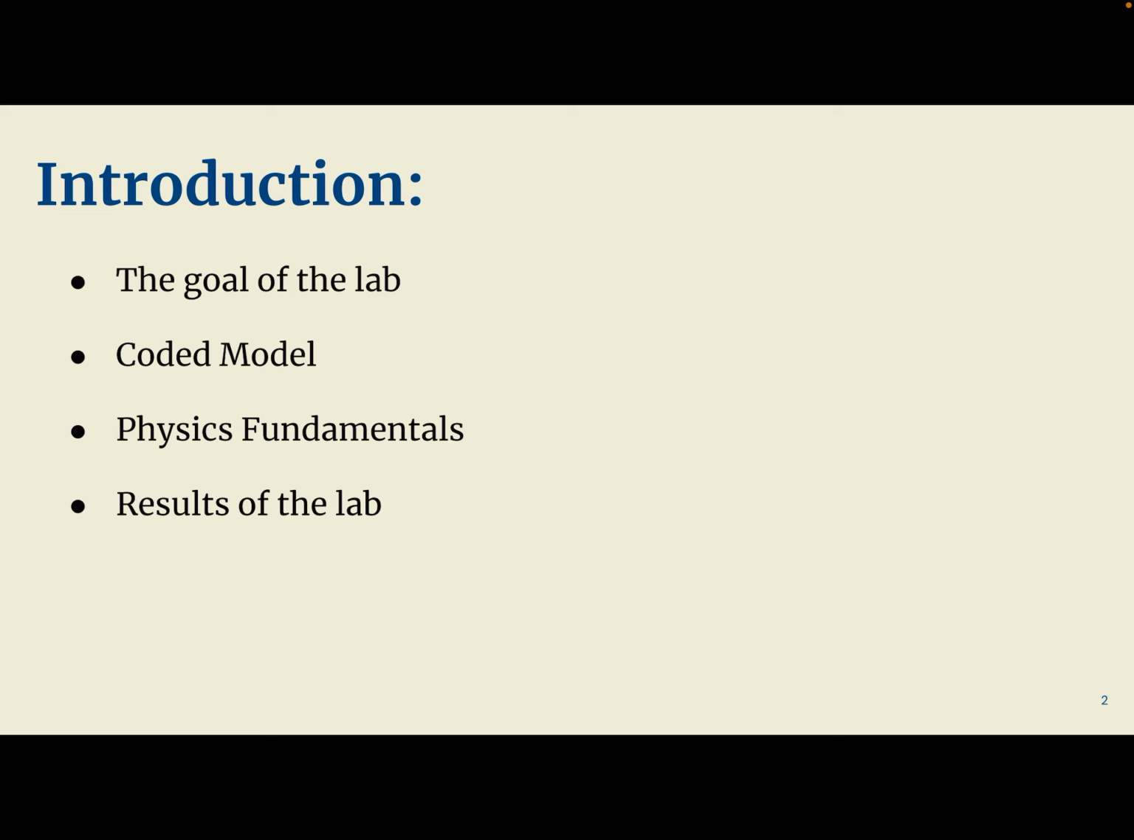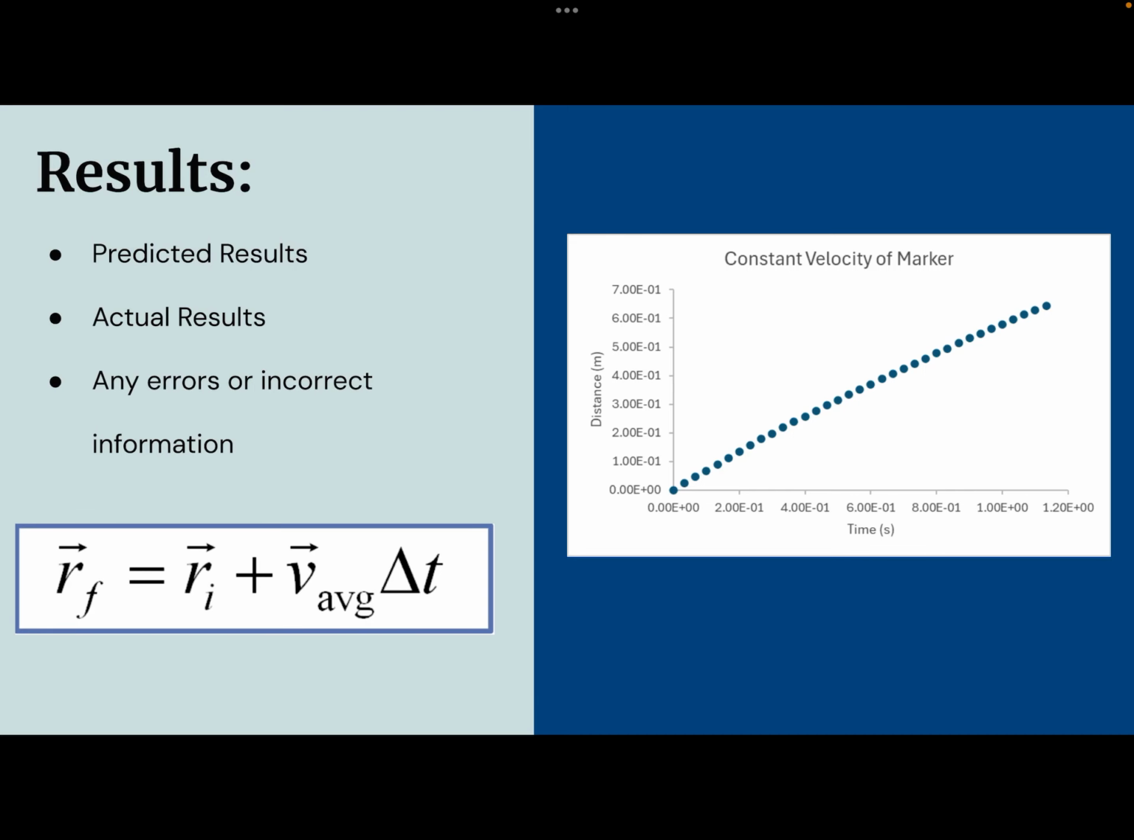And here are the results of our lab. The predicted results were that the velocity should stay constant over an interval of time. And here are our actual results on the graph provided. As you see, the position gradually changed over time, and this change was constant because the graph is linear. There are no fluctuations or errors within our data.